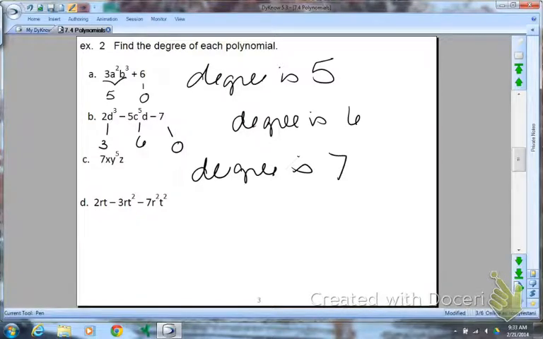And example D, the degree of the first term is 2. The degree of the second term is 3. And the degree of the last term is 4. So what is the degree of the entire polynomial? 4.